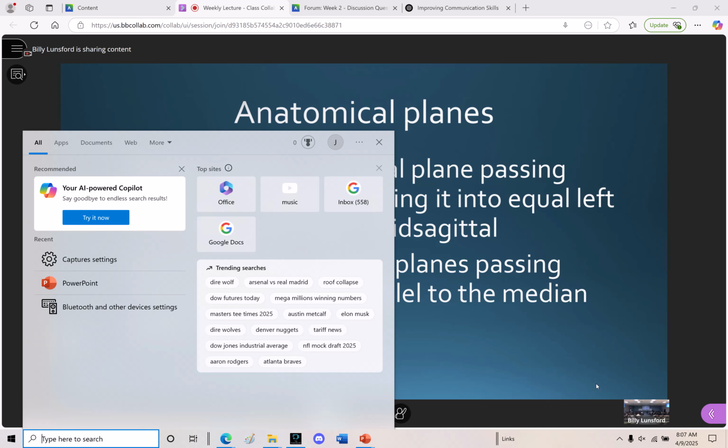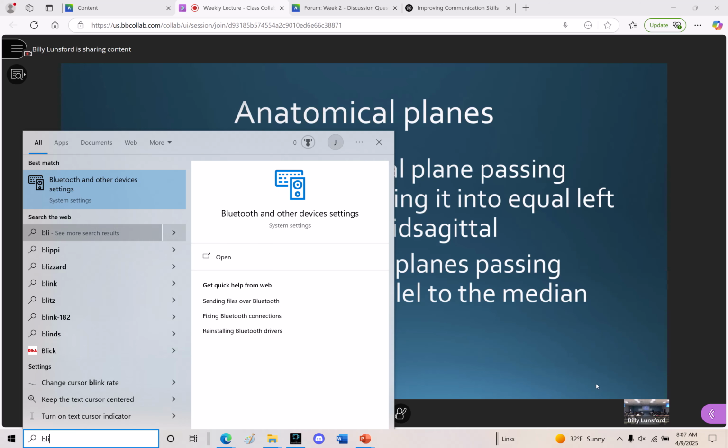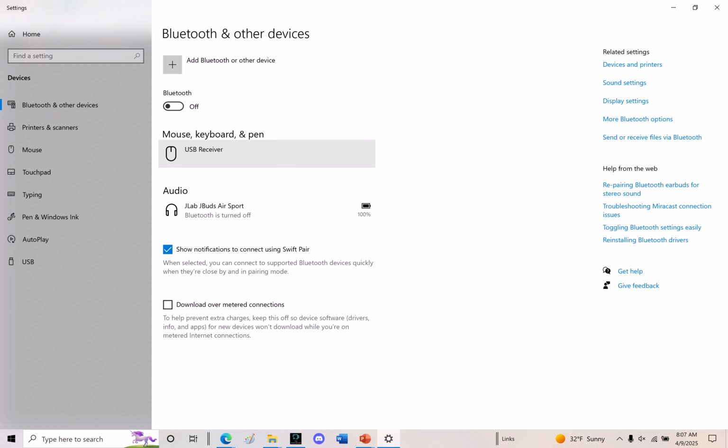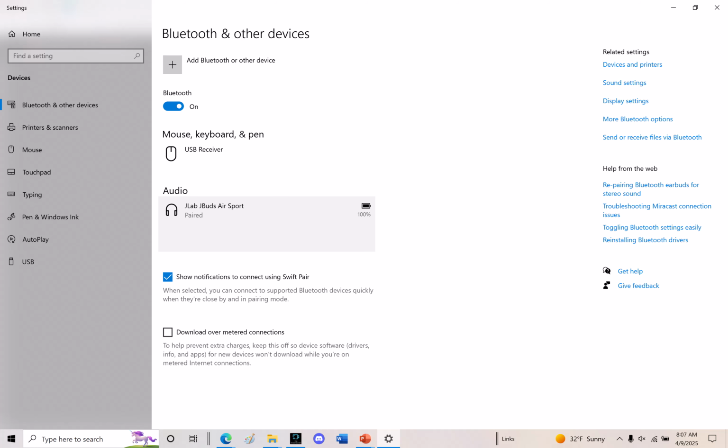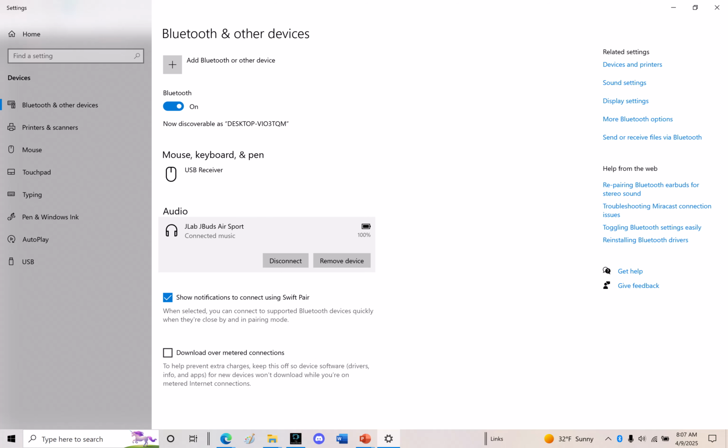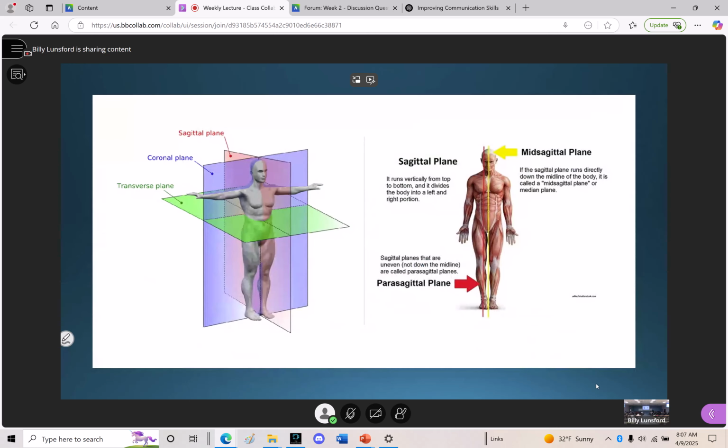So the first thing we're going to talk about are planes and ways that we divide the body so that we can talk with other people pretty clearly about which parts of the body we're talking about. The first two planes we're going to talk about are really somewhat similar, but just a little different. Our median plane is a line that's essentially passing directly through the middle of the body, dividing the structure into equal right and left halves.